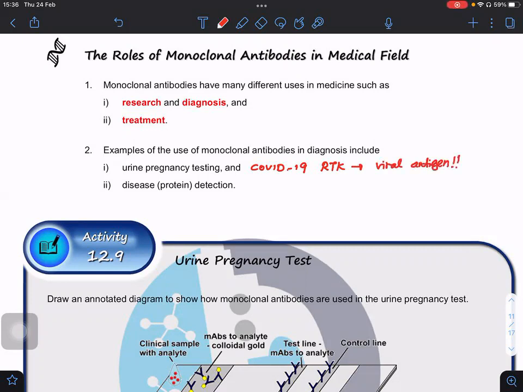and also we detect a disease protein, or sometimes we detect the antibody that's specific to the disease. Okay, so we have different ways of doing this.